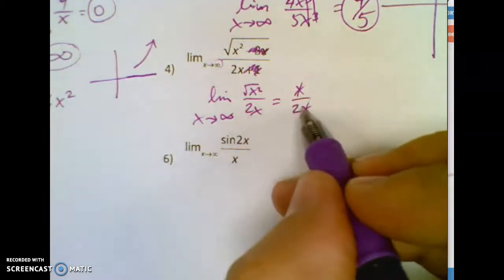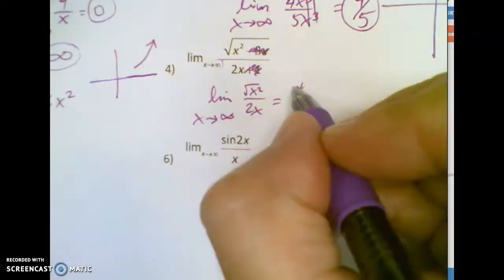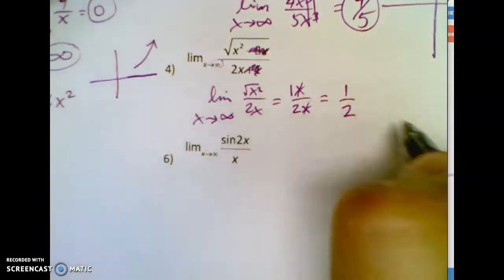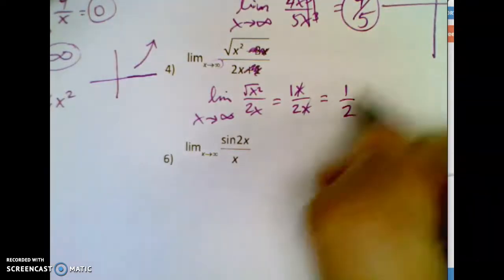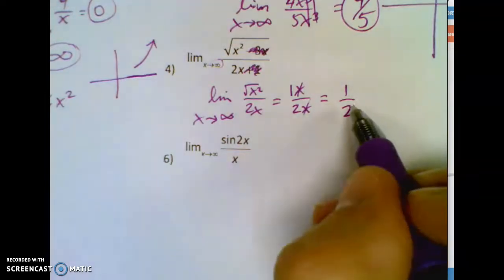Now be careful, don't just write your answer as 2. There is a 2 left over, but it's in the bottom. So it's really 1 over 2, also known as 1/2. So that's a horizontal asymptote. You should be careful, though, whether or not this is positive.